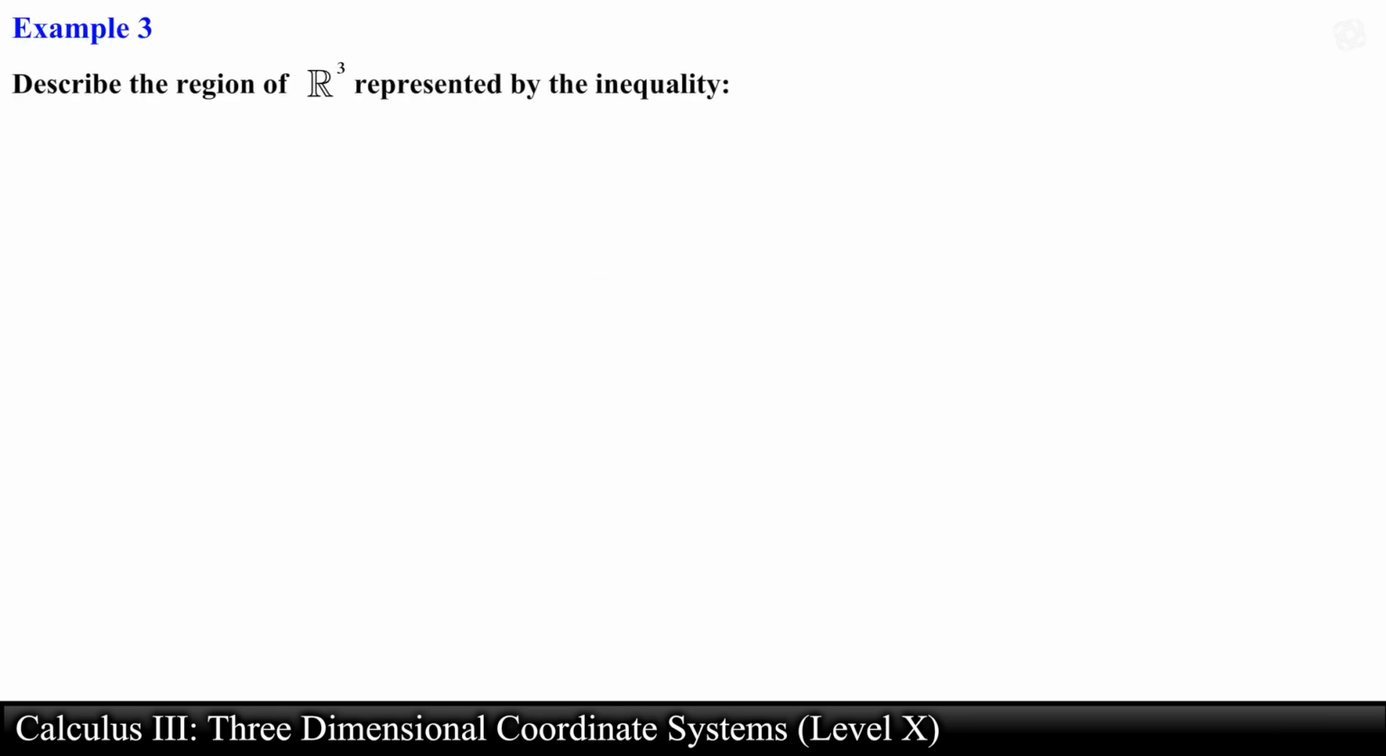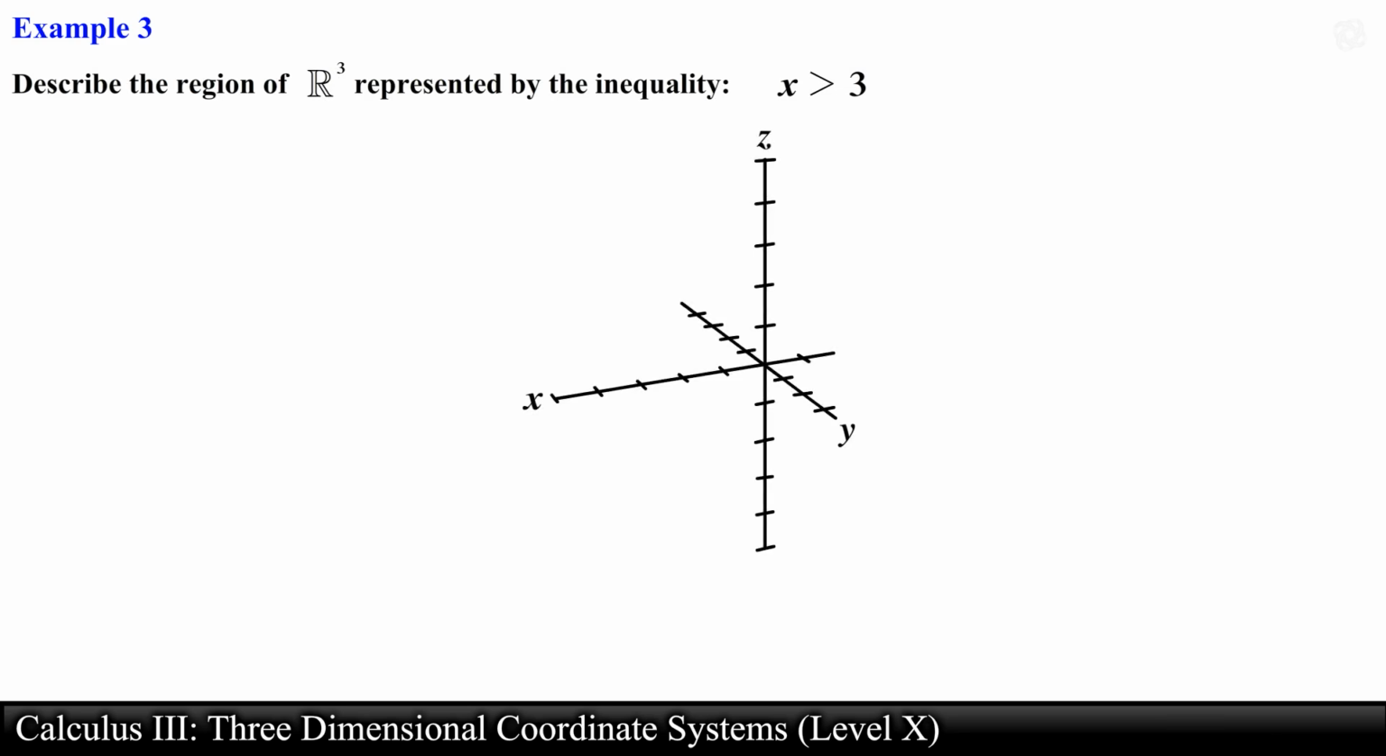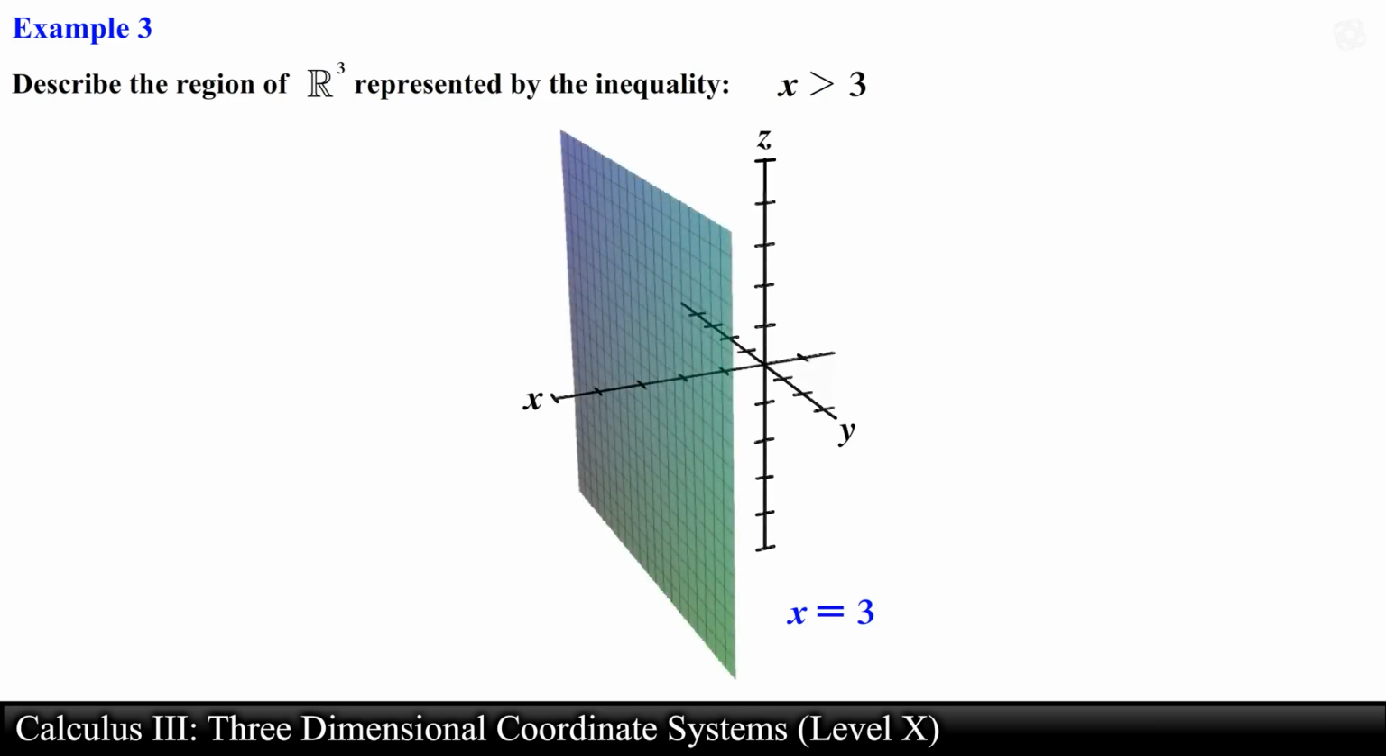Now let's go ahead and graph some inequalities in R cubed. Describe the region in R cubed represented by the inequality x is greater than 3. Alright, the first step is to graph the inequality as if it were an equation. So we are essentially graphing the equation x equals 3. Recall that this equation represents a plane that is parallel to the yz coordinate plane and located 3 units in the positive x direction. Next, we go ahead and apply the inequality.